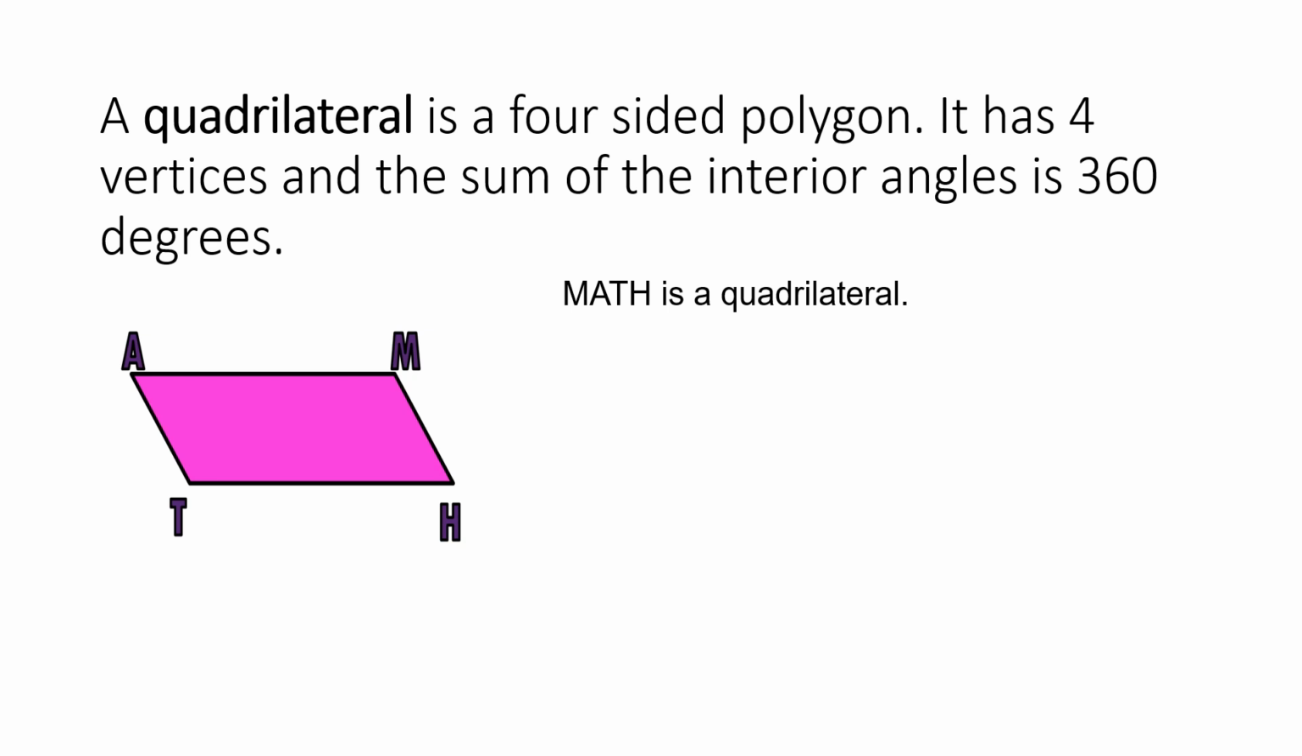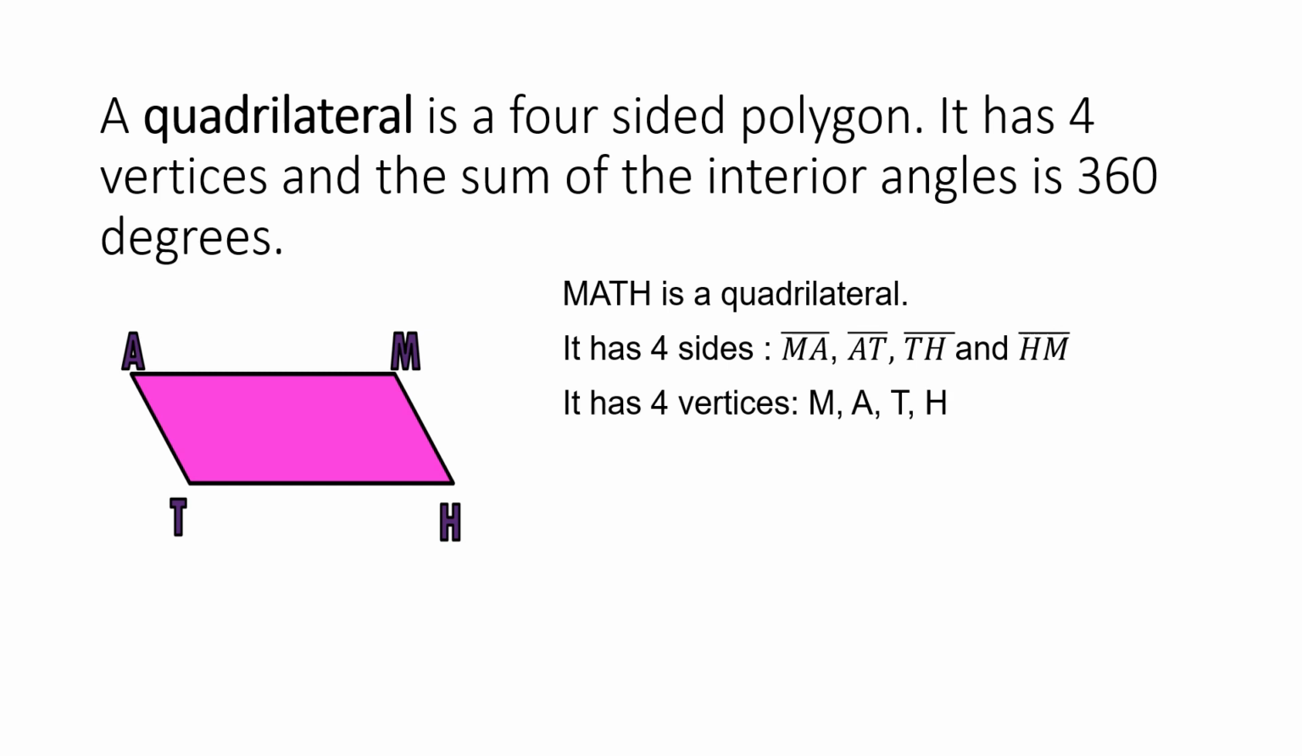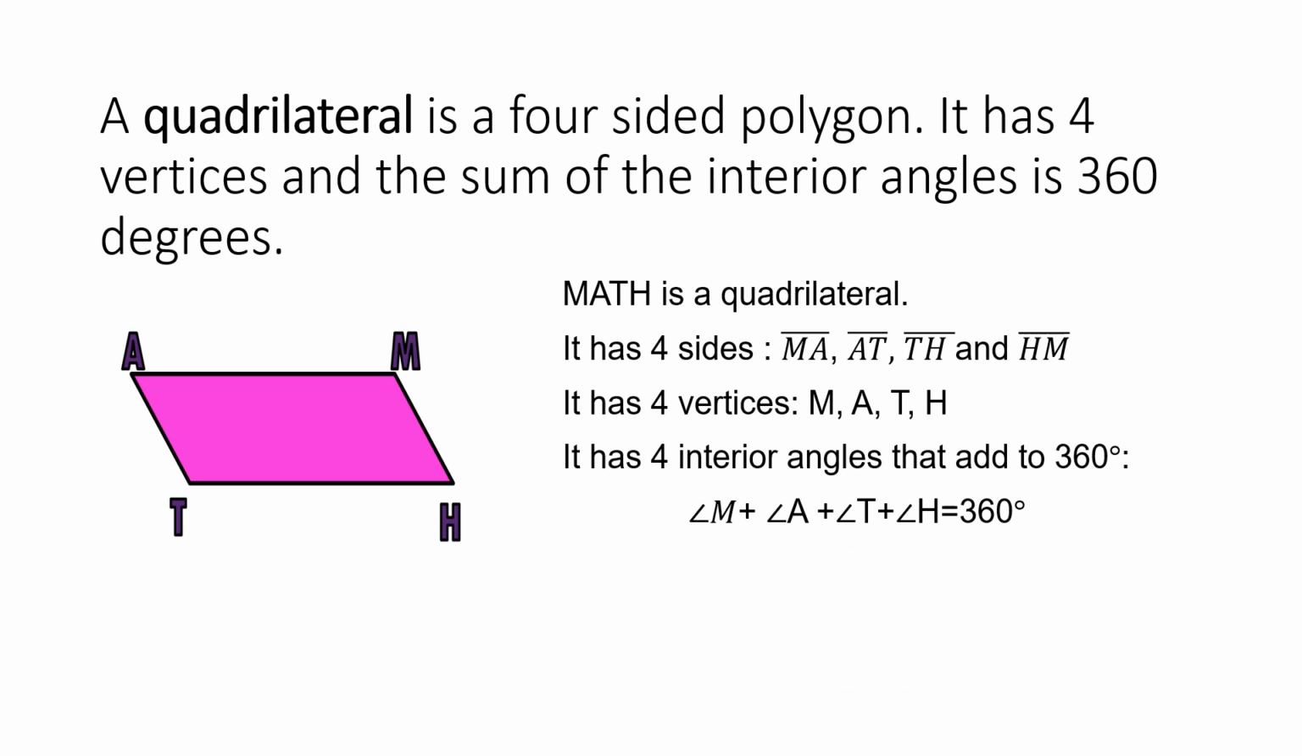In the figure, MATH is a quadrilateral. It has four sides: segment MA, segment AT, segment TH, and segment HM. It has four vertices: M, A, T, and H. It has four interior angles that add to 360 degrees. Angle M plus angle A plus angle T plus angle H is equal to 360 degrees.